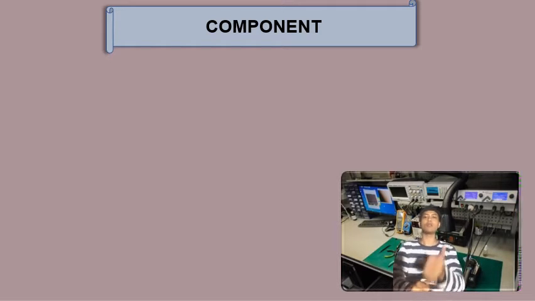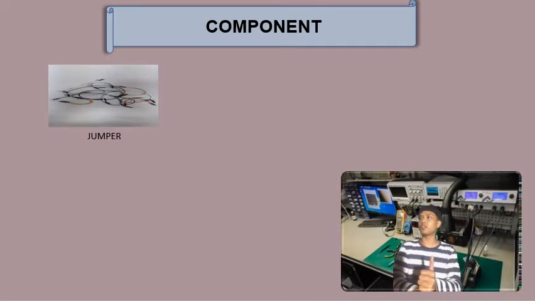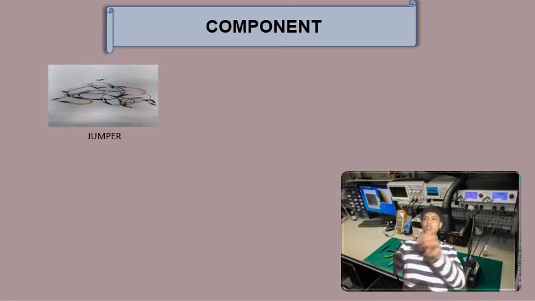First, we must have a jumper. The function of a jumper is to connect, like a jumper cable for a car. We jumper battery to battery when your car shuts down. So we use a jumper to connect the current from point A to point B. That is the function of a jumper.